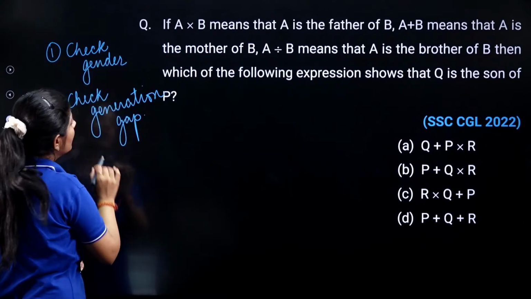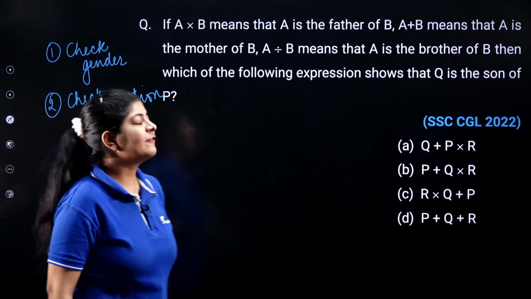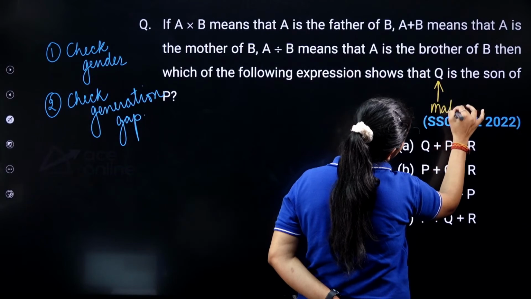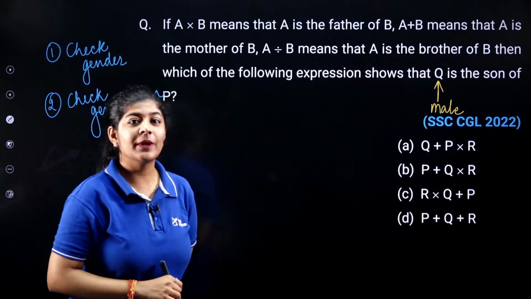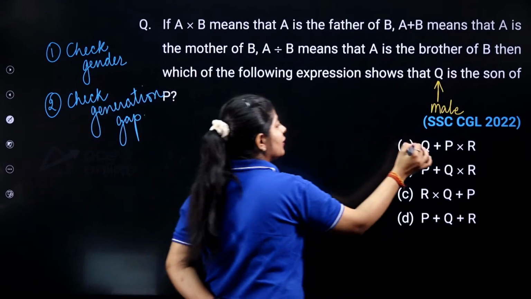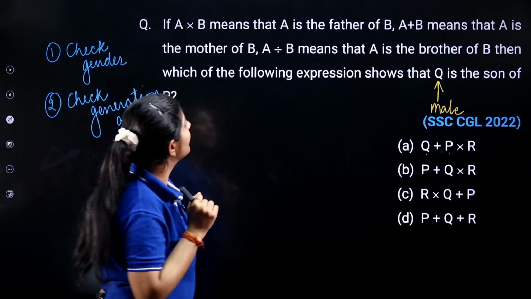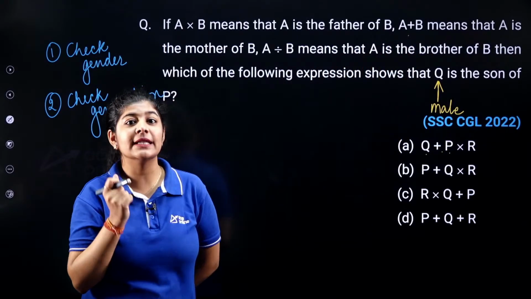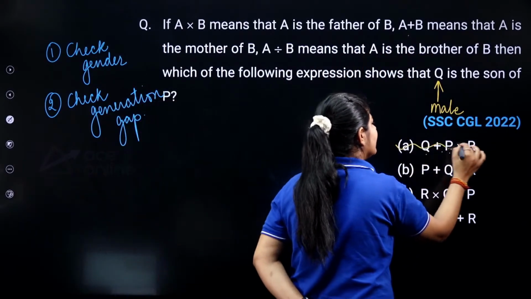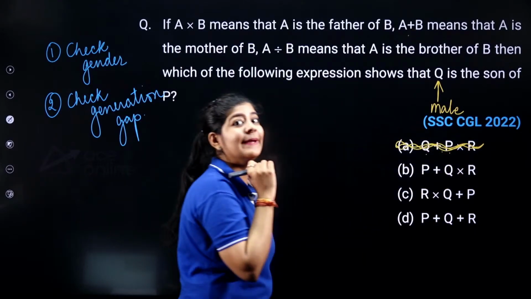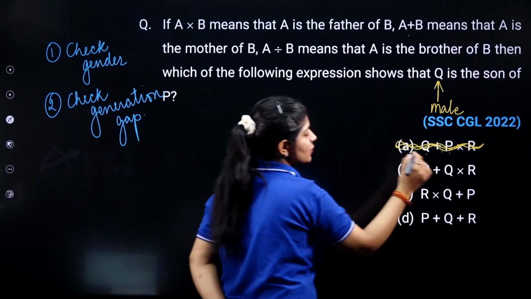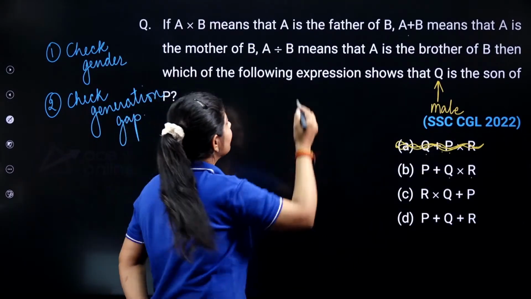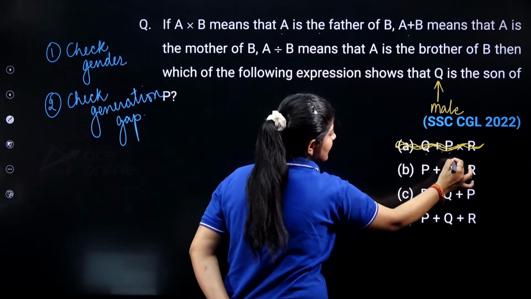Okay. So here we know that if Q is a son, that means Q should be male. Right? So first we are going to check the gender. Q plus P, where we are having plus here, that shows that A is a mother. Eliminate. We need Q as a male, not female. Next one. Q into R. Where do we have into or the multiplication symbol? A is a father. That means male.